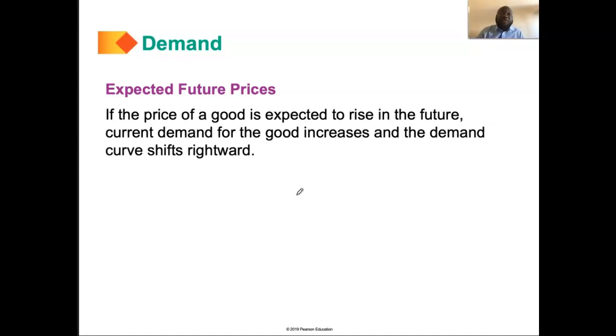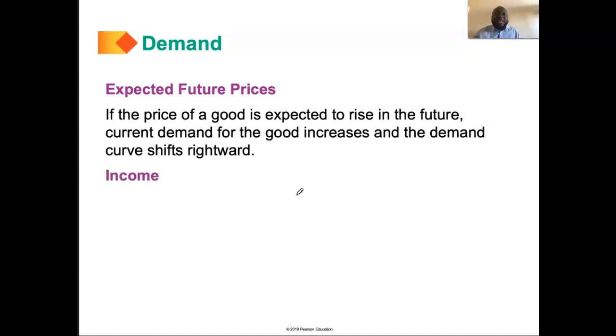If you think the price of a good is going to go high in the future, why wait until the future when the price of the good is really expensive? You're actually going to buy the good now. Likewise, if the price of a good is expected to decrease in the future, there's supposed to be a massive sale, right? The current demand for the good will actually decrease because people will anticipate the sale and will demand more of the good in the future, okay?